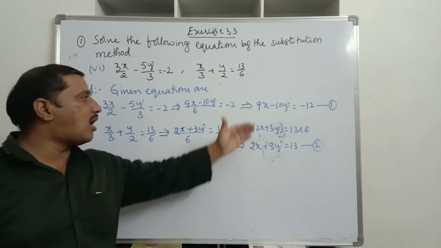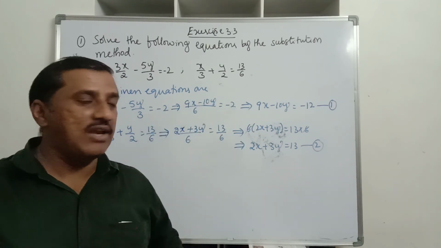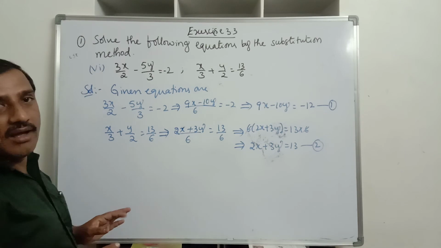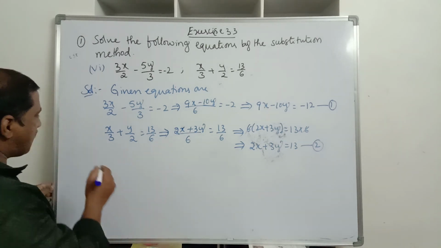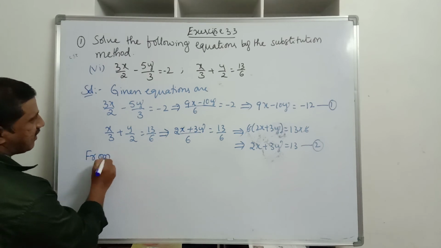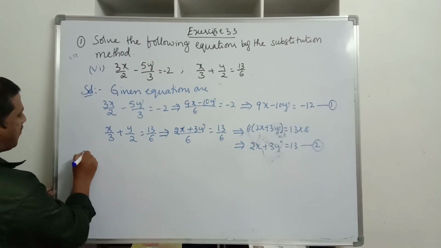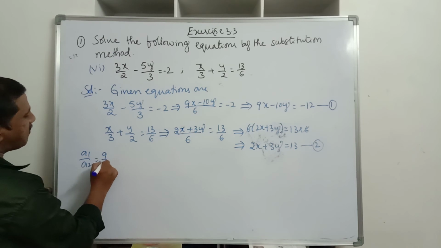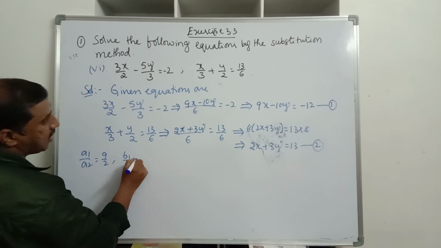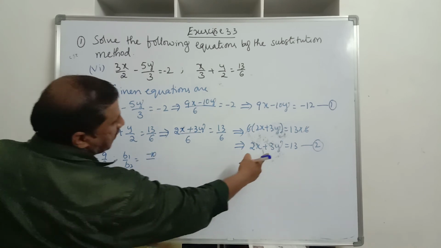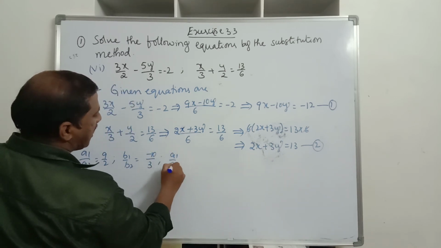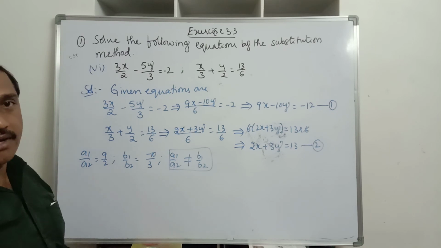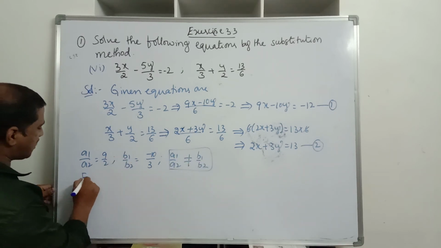Now from equation number 2 or from equation number 1 you take the x value or y value, then you substitute in the other equation. We get the value of one variable and then we can find the value of the other variable. So I am taking from equation 2. First you can find a1 by a2, a1 is equal to 9 and a2 is equal to 2, so 9 by 2. b1 by b2, b1 is minus 10, b2 is 3. Again here a1 by a2 is not equal to b1 by b2, therefore this method is applicable. So use that method.